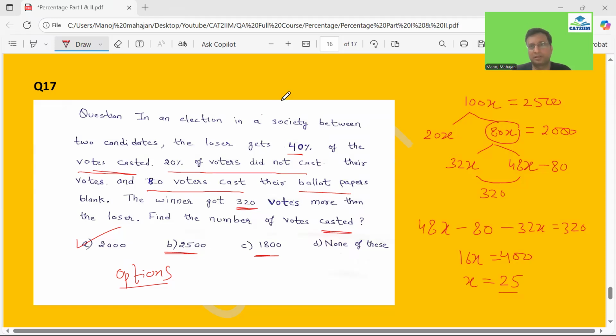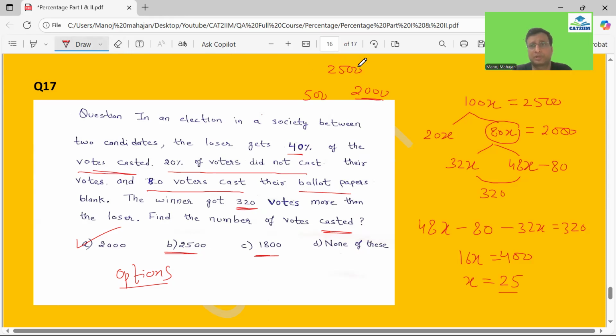So let me pick up 2000. That is the number of votes casted, right? So 2000 is not the total. This is 80% of whatever we have in the starting. So if this is 80%, 2000, 20% would be 500. So total voters would be 2500 in that case.